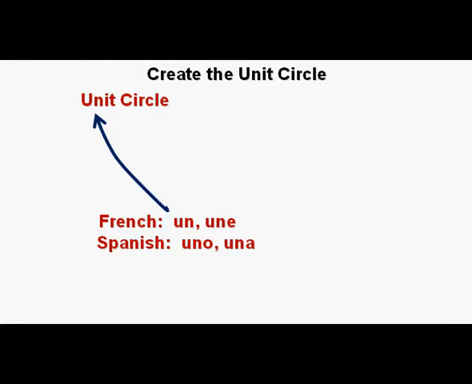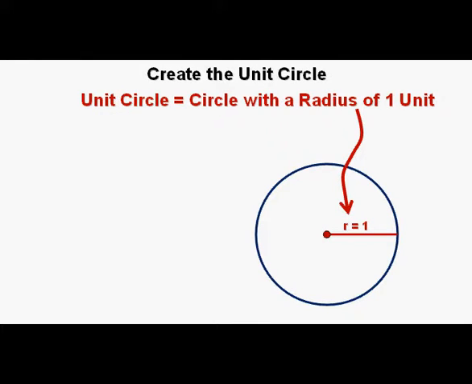Looking at the word unit, you who are familiar with Spanish and French might notice that this first part of the word unit is like the number for one in both French and Spanish, which come from the Latin word for one, unus. So I think it makes a lot of sense that a unit circle is a circle with a radius of 1 unit in length.